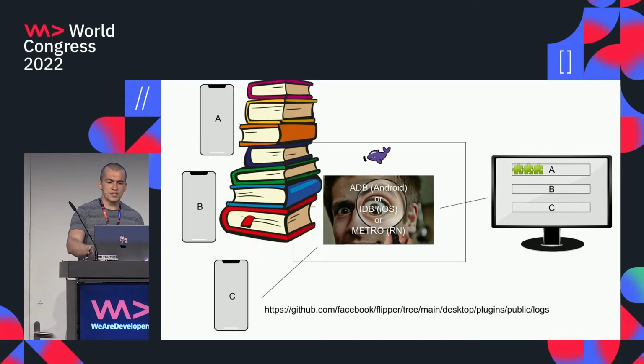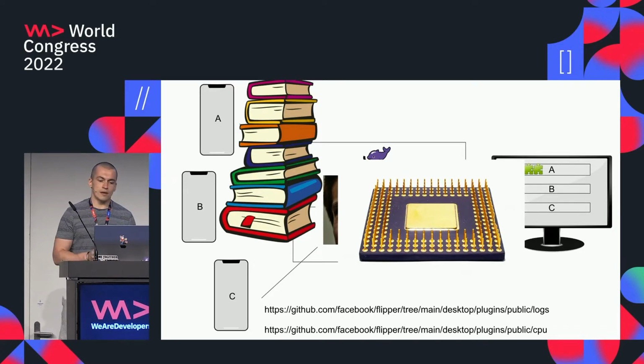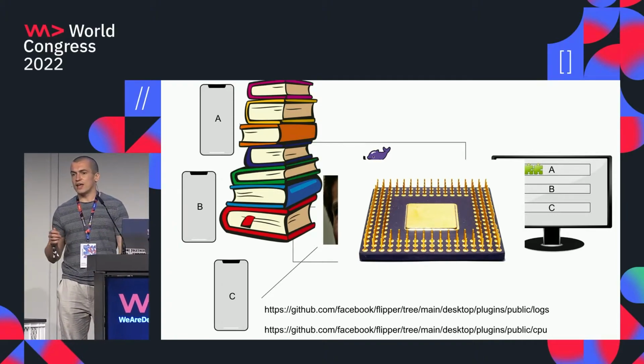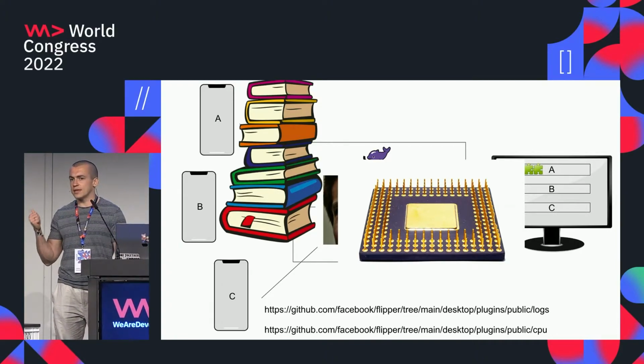We open sourced quite a lot of plugins. Just a few examples. For instance, the logs plugin is available in open source for free. Another plugin is CPU utilization, and we have many, many more available on our GitHub. And I think I forgot to mention that Flipper is open source itself. OK, so yes, Flipper is open source as well.